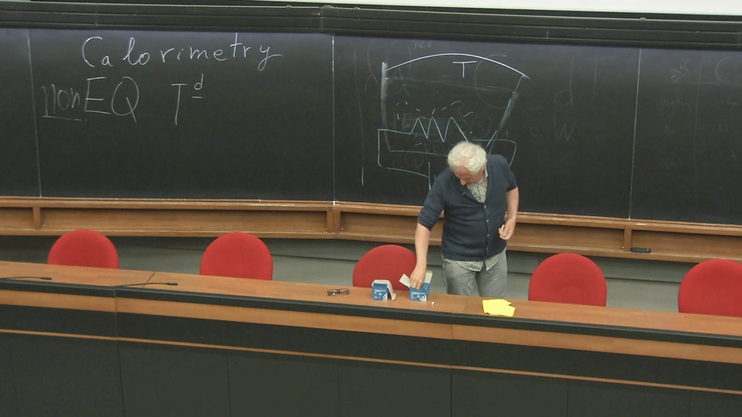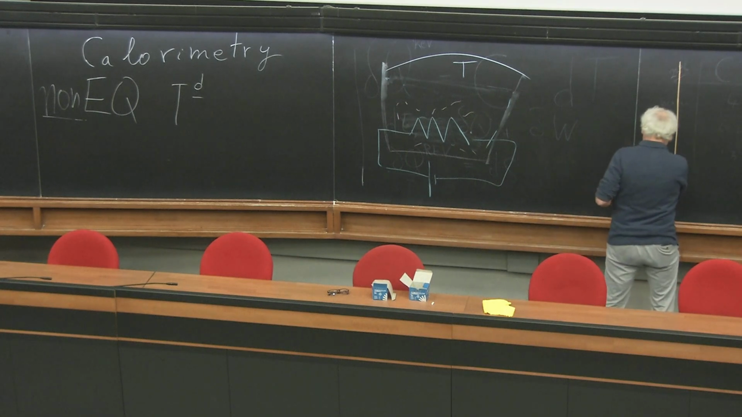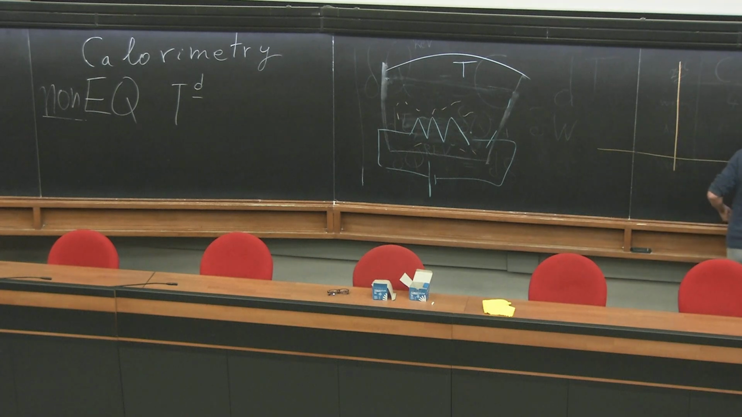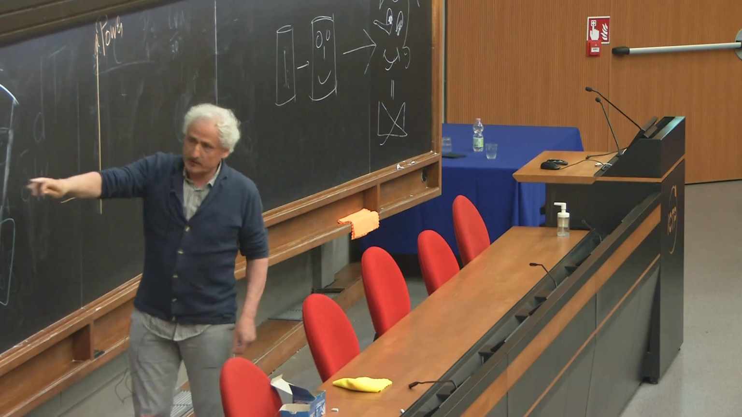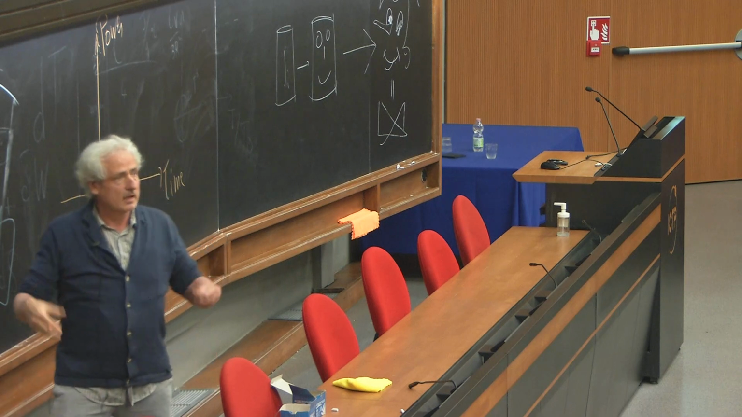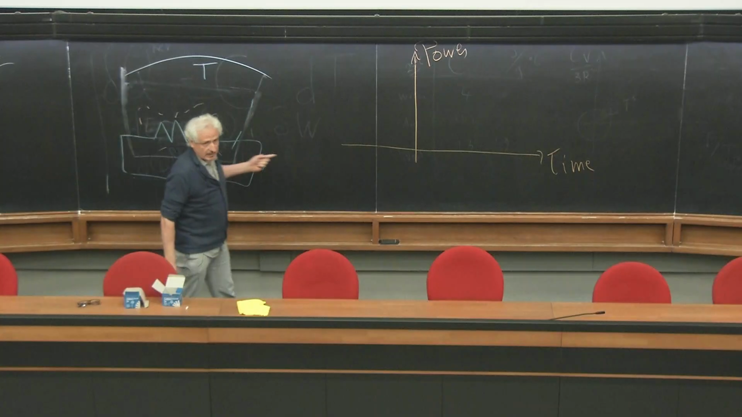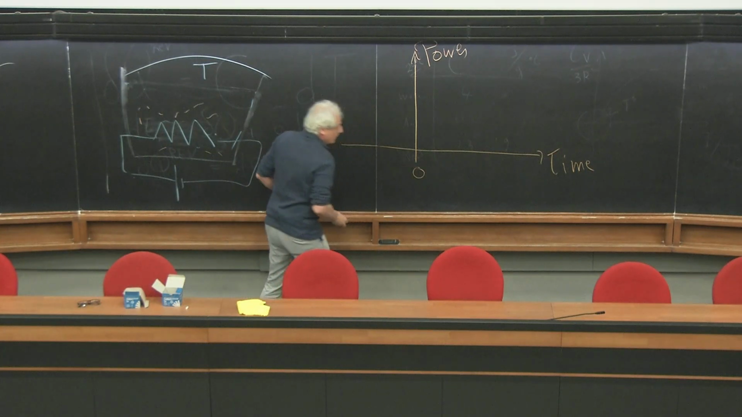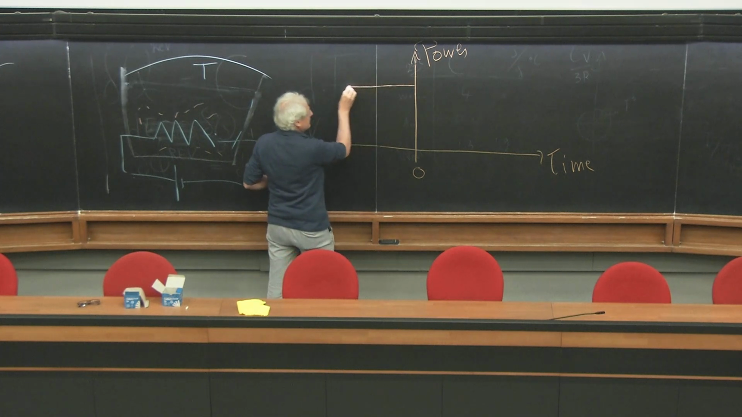Maybe orange will be better. So this is now the arrow, the time is on the horizontal axis, and here I have the power, this kind of red power here, the Joule heating per unit time. So let's say that before time zero, so here is time zero, we have on average a certain dissipated power, and it's strictly positive.